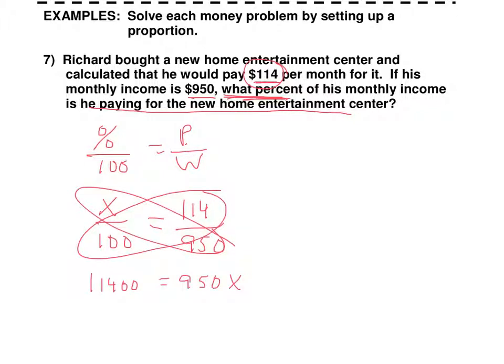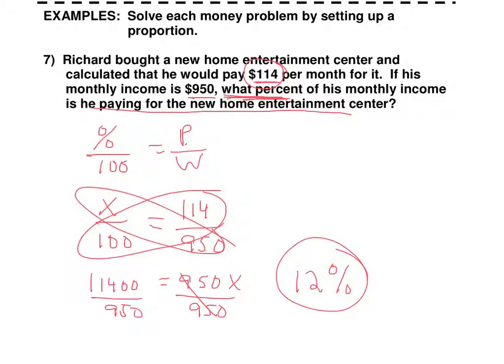This should be your equation, and then all you have to do is divide by 950. And you should get 12% as x. So he's paying 12% of his income for the new home entertainment center. All right, a couple of more word problems, and then we'll be done.